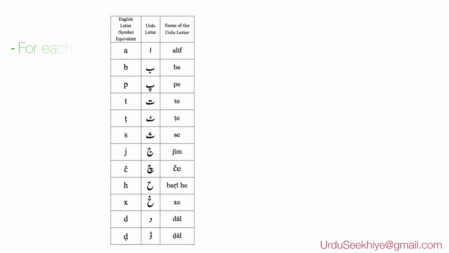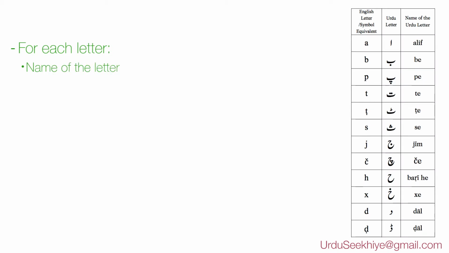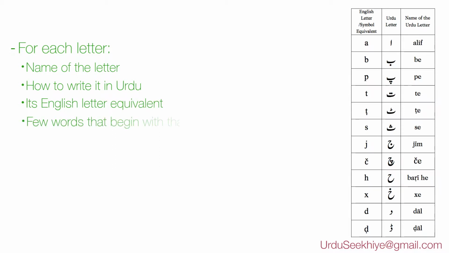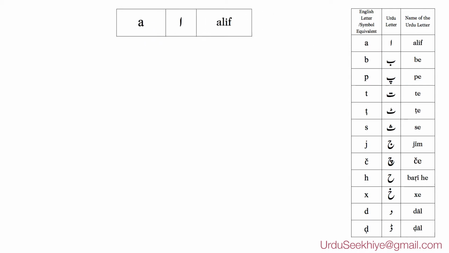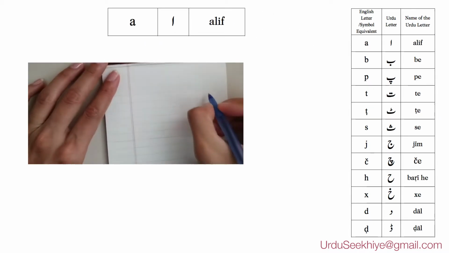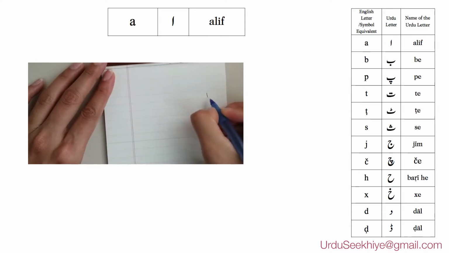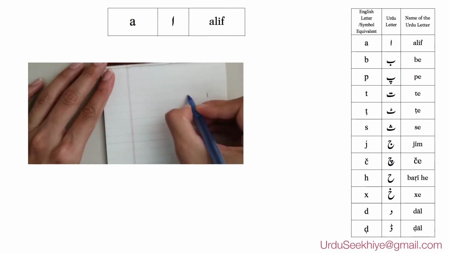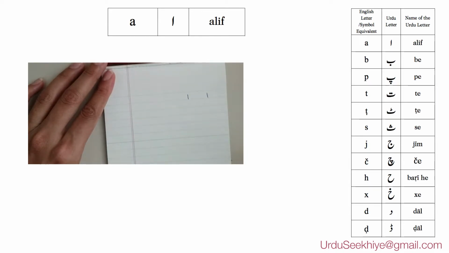For each letter, I'll discuss the name of the letter, how to write it in Urdu, its English letter equivalent, and a few words that begin with that letter, so you can get a sense of the different sounds the letter can make. Let's begin with the first letter. The first letter is Aleph. Aleph is basically a straight line. I'm going to say a few words that begin with Aleph, just to give you an idea of the different types of sounds you can form with Aleph.